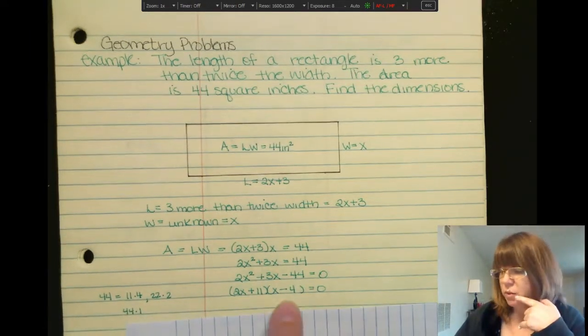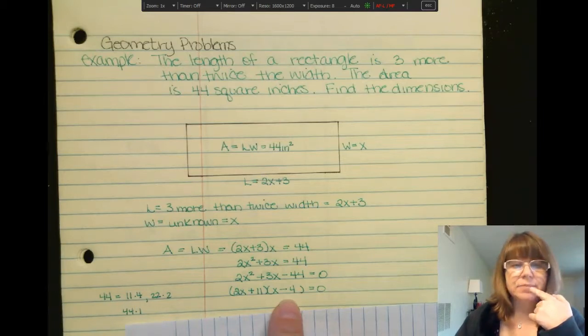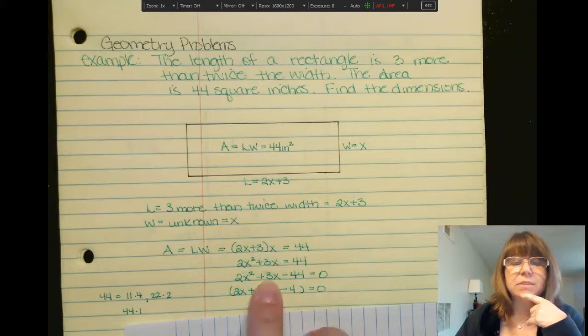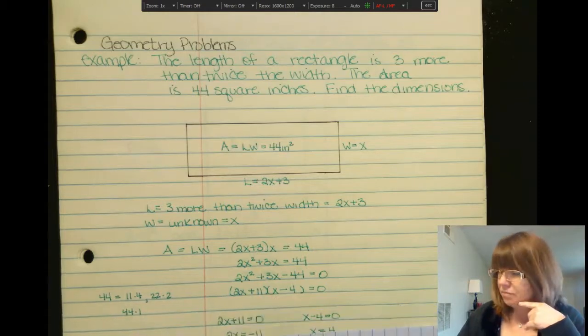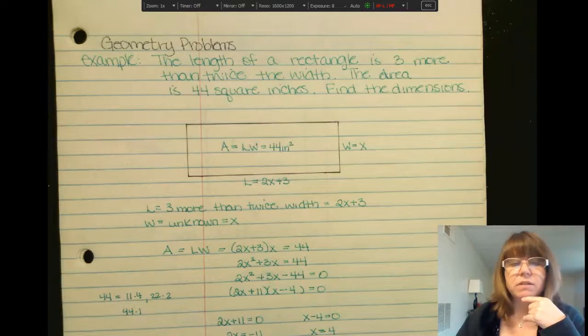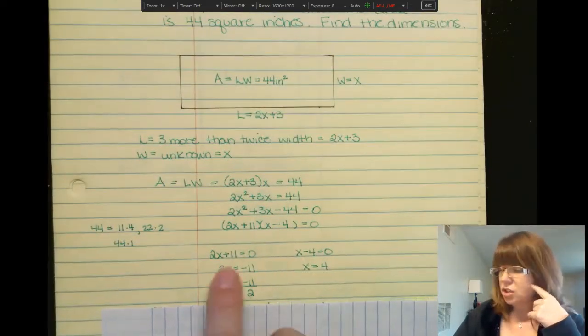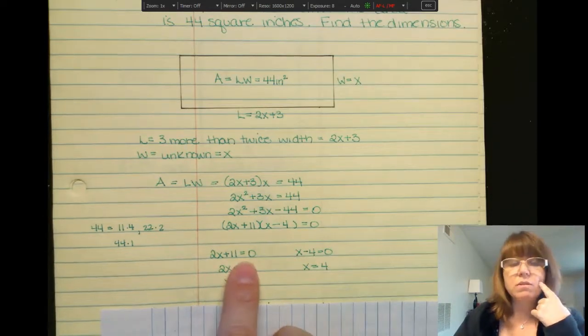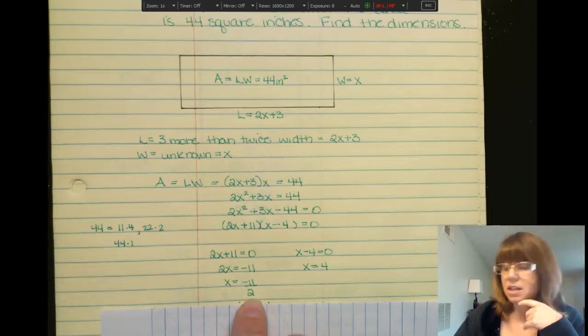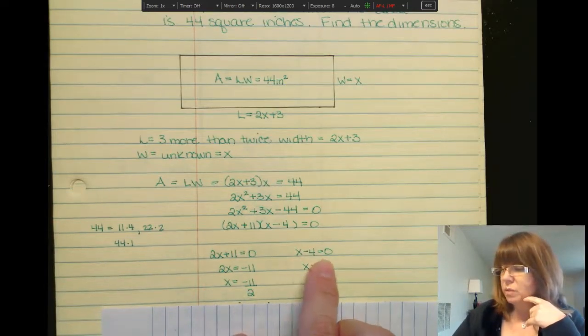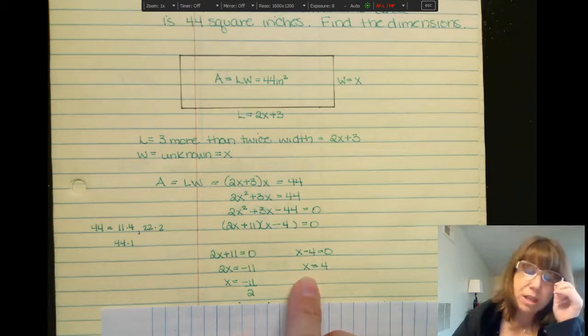So 2 times 4 will get me 8. 11, the difference between 11 and 8 is 3, but I need my 3 positive, so the 11 has got to be positive. That's how I figure out the negatives and the positives. Let's set both of them equal to 0. And I get 2x plus 11 equals 0. My solution here is negative 11 halves. X minus 4 equals 0. X is going to be 4.